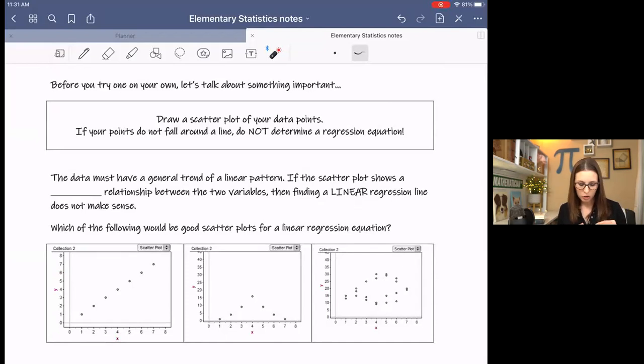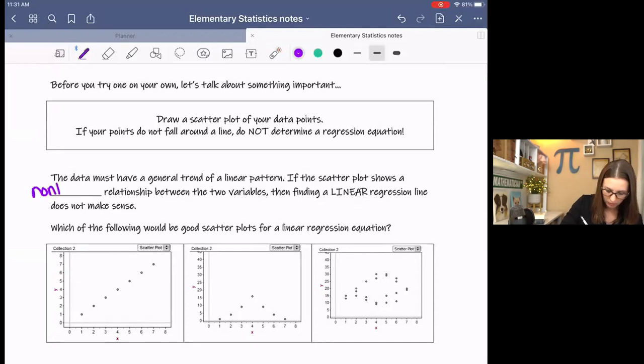The data must have a general trend of a linear pattern. If the scatter plot shows a nonlinear relationship between the two variables, then finding a linear regression line does not make sense. If you do decide to go ahead and run a linear regression on it, then just proceed with caution about making predictions. Just note that maybe your data is not accurately explained by the equation. You probably shouldn't do it, but if you do, just be cautious about drawing conclusions.